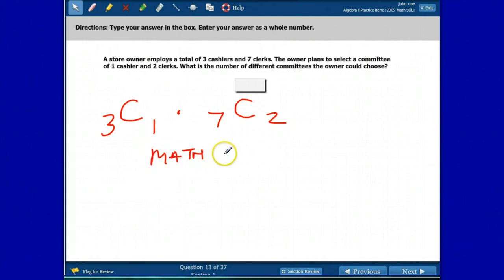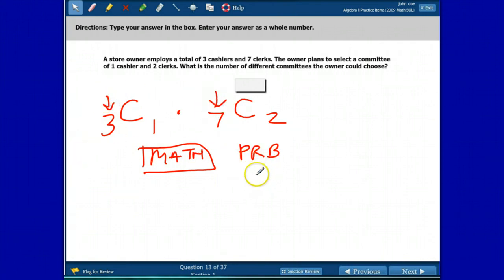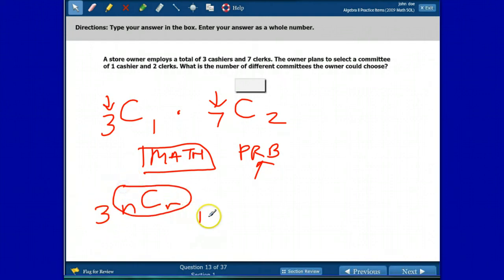Under the math key, you click the math key. At the top, you look for PRB, and then you'll choose the C. The important thing is you have to put these numbers in before you go and hunt this down, because it basically looks like this: 3 nCr 1. So you're picking the 3, then going and picking this from the menu, and then you're typing in 1.